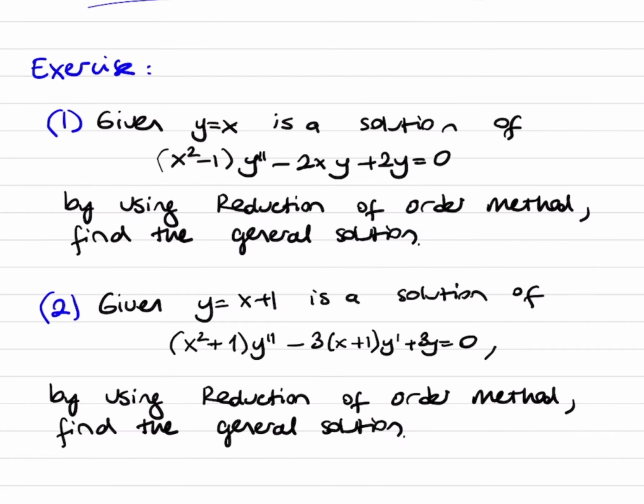Okay, I wrote down some exercises for you. So you will solve using the reduction of order method. So you will solve exactly in the same way. Just assume the second solution y2 is of the form y1 v and solve. So just solve both of these two examples in this way.